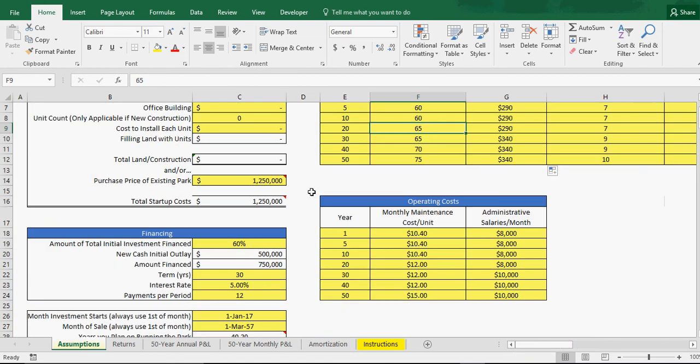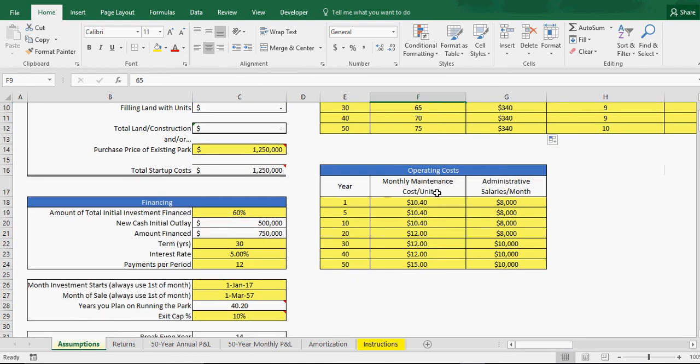So we've got all that. Then we have our operating cost per unit, monthly maintenance. So let's say if you take each unit individually, you're looking at about $10 a month per unit. So about $120 annually times however many units you have. So if it's 50 units, or say it's 100 units, that's going to be about $1,000 a year.